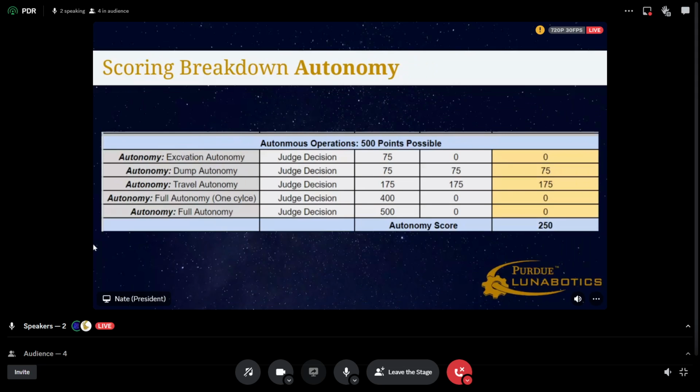And lastly, the last point category is autonomy. Our goal, of course, is full autonomy at 500 points, and this would be a full 30-minute run with zero manual input into the robot, other than start. But our more short-term goals would be to achieve dump or excavation autonomy, as well as traversal autonomy. That would put us at an estimate of about 250 points.